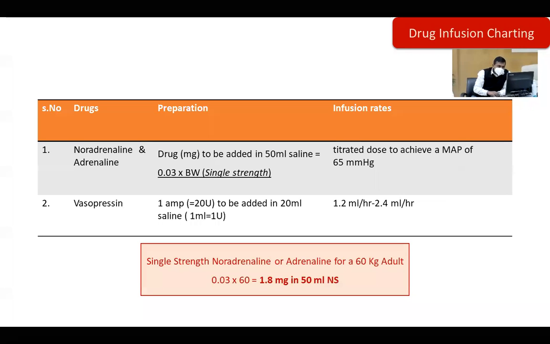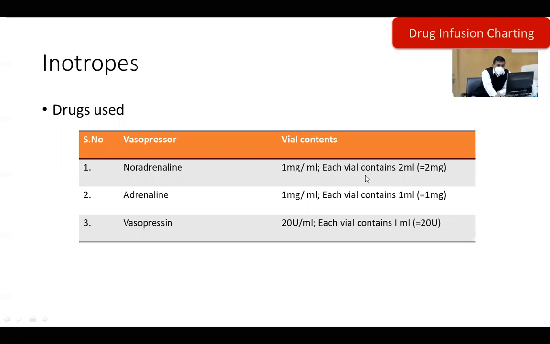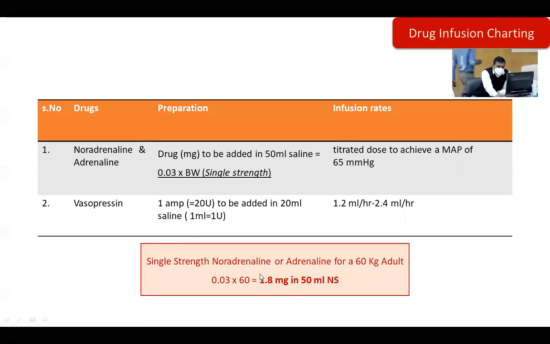For noradrenaline and adrenaline, the drug in mg to be added in 50 ml of saline is equal to 0.03 into body weight. For the single strength, I am saying, you can see in the downside for a 60 kg adult patient. For a 60 kg adult patient, we have calculated that 0.03 into 60 is equal to 1.8 mg in 50 ml of NS. So I have already told you, you can see that 1 ml is equal to 2 mg here. So it's more or less 1.8 mg here. So what you can do is take 1 ampule and dissolve in 48 ml of NS and move ahead.